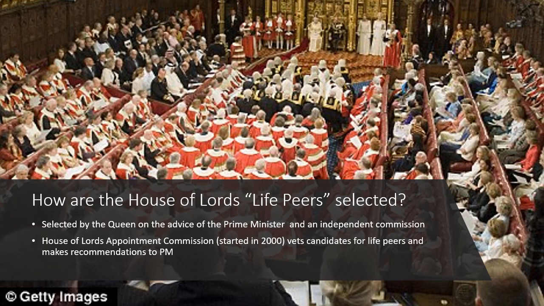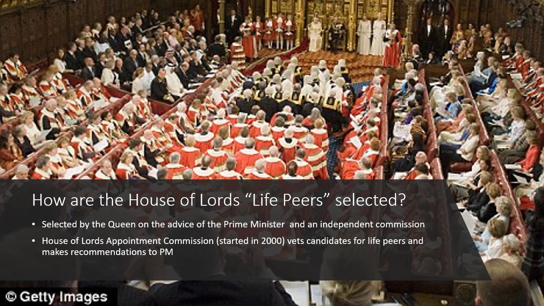Sorry, I'm noticing the slide still says the Queen, but basically, how you become a life peer. You are selected by the King on advice of the Prime Minister and an independent commission. So essentially what's going to happen is the Prime Minister and this group of people are going to come up with a list of people.